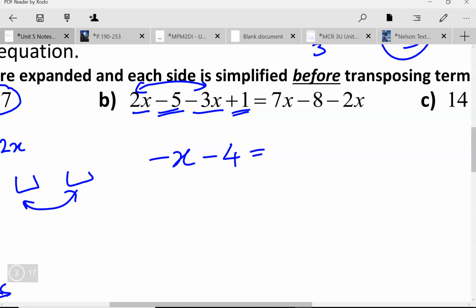And let's take a look at the other one. I have 7x minus 8 minus 2x. Again, I have a 7x minus 2x, which is a 5x. And a negative 8 just goes as negative 8. There's nothing to combine really on that side.